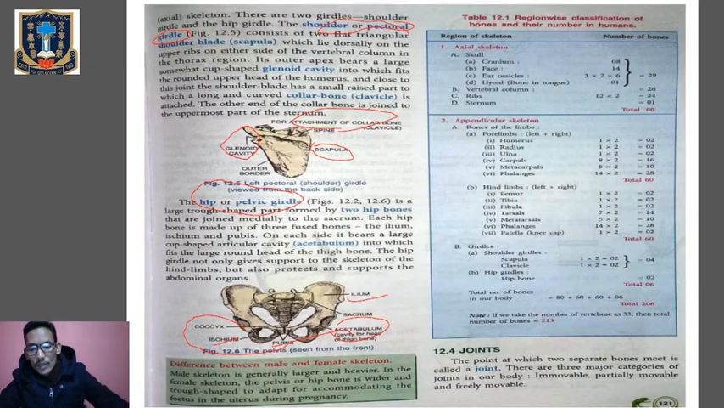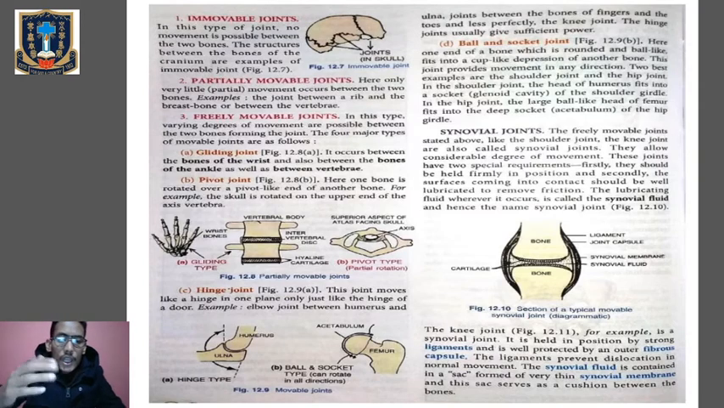Clear? And there are mainly 3 major categories of joints in our body. They are immovable joints, partially movable joints, and freely movable joints. Clear? Now what do you mean by immovable joints? These joints are not able to move. In this type of joints the bones are not able to move. For example, the cranium. The bones in the cranium are not able to move.